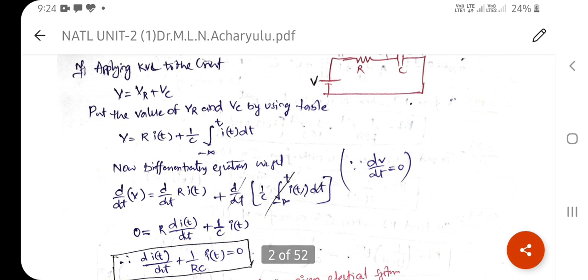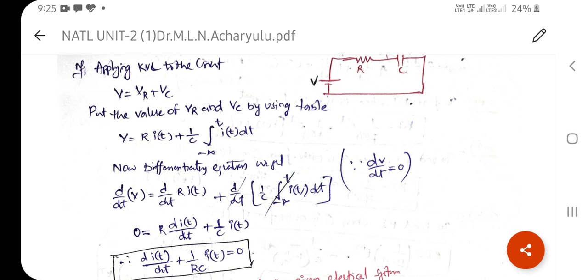Then you will get d by dt of V equal to d by dt of R into I of t, plus the integration will be cancelled because differentiation and integration are complements of each other. Both cancel and you get only 1 by C into I of t. The total voltage is constant at the t equal to 0 condition, so dV by dt is equal to 0, because the differentiation of a constant with respect to time is 0. So the left side is 0 and we get R into d by dt of I of t plus 1 by C into I of t.